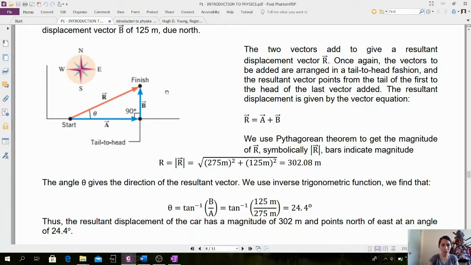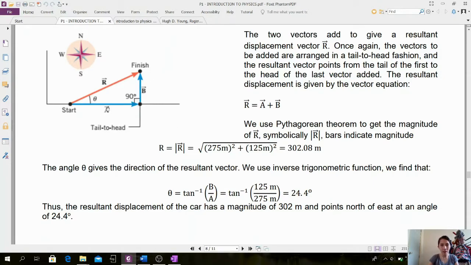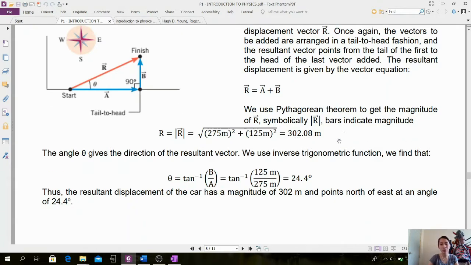So we can use the Pythagorean theorem to solve for the vector R. For the magnitude of the resultant vector, we'll use the Pythagorean theorem. That is the square root of 275 meters squared plus 125 meters squared, which is equal to 302.08 meters. So that means the magnitude of vector R, or the resultant vector, is equal to 302.08 meters.